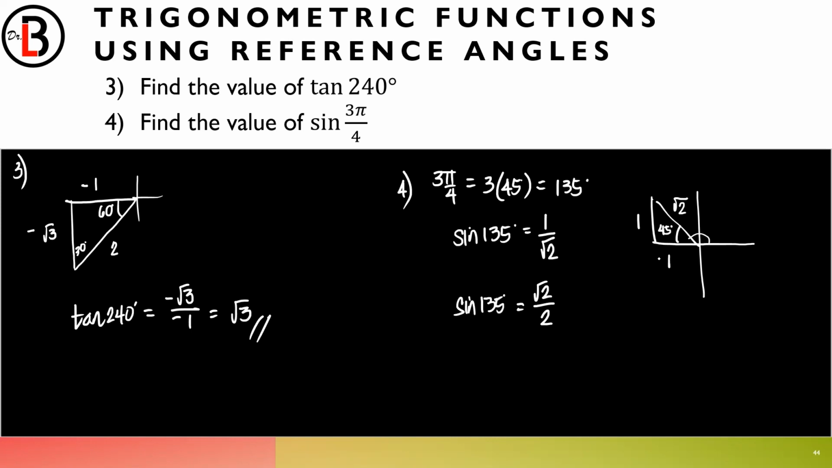By the way, I forgot to place here the negative. But it still doesn't matter. Why? Because for sine, the opposite is positive. The adjacent here is negative. So the cosine will be negative if I'm asking for cosine.